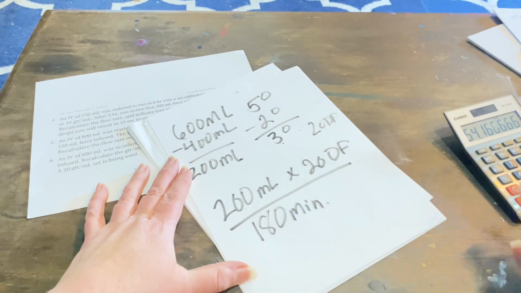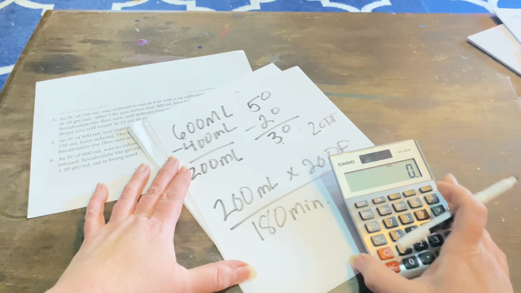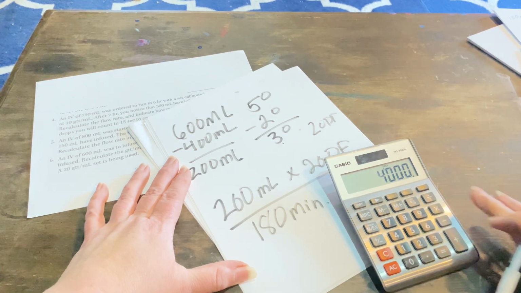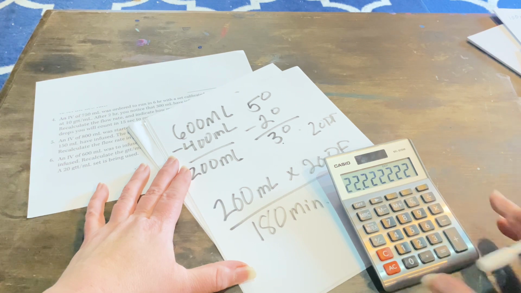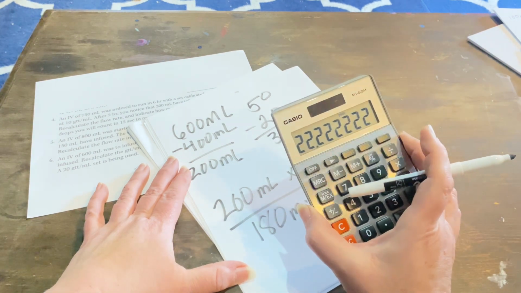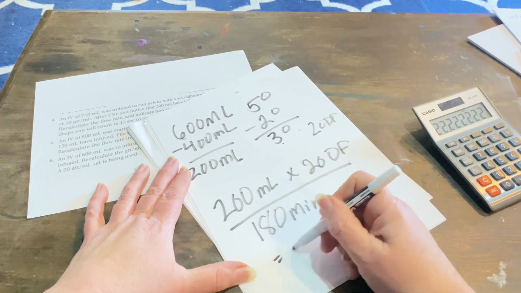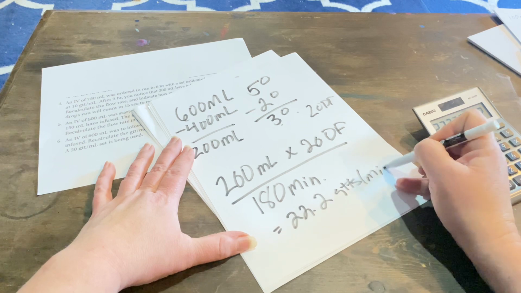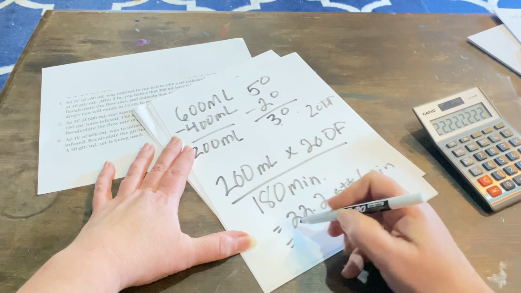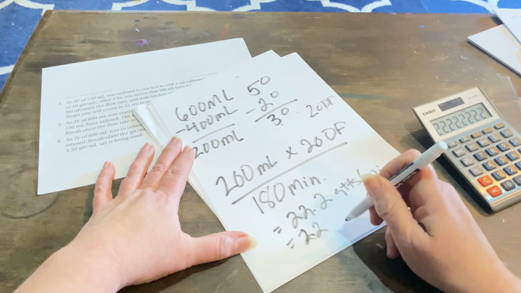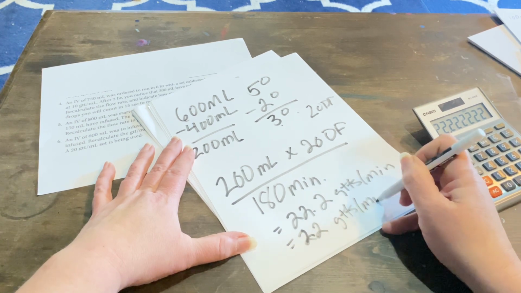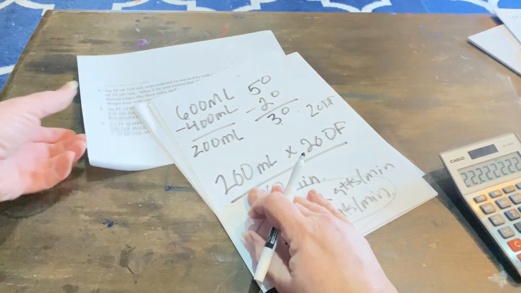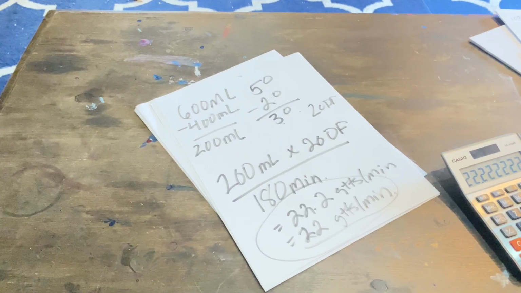They like that one. Get our handy calculator and do all the math on the top. 200 times 20 equals, divided by 180 equals 22.2. 22.2 drops per minute. And that .2 ain't doing nothing. So we're just going to drop it and do 22 drops per minute. Circle it. You know why. Okay.